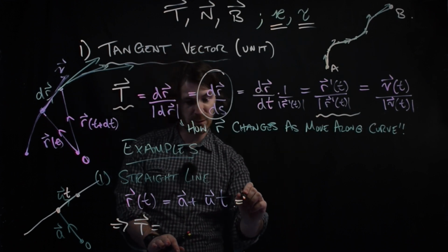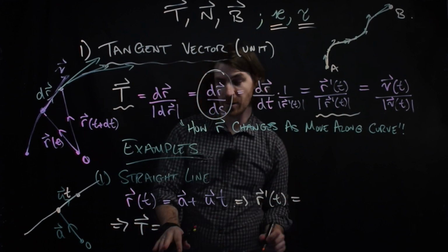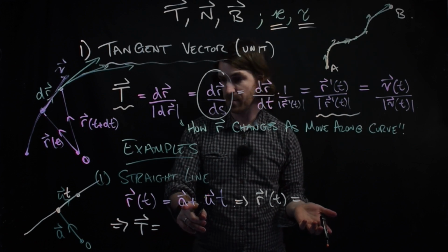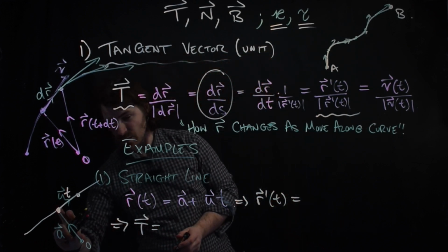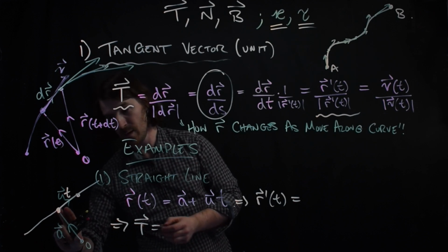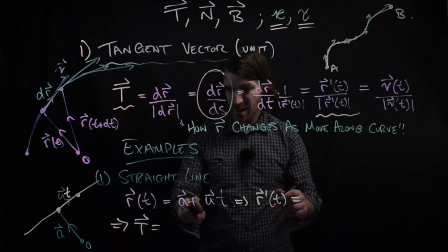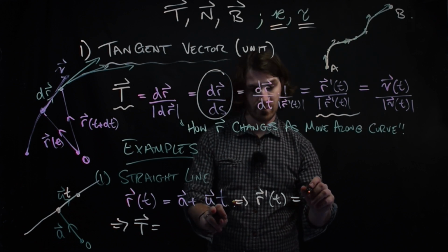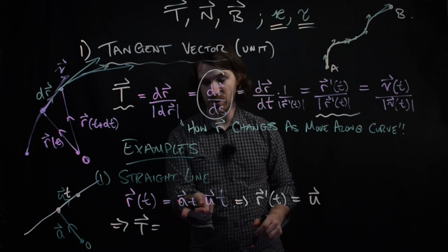So the derivative, r prime of t, is what? If we differentiate a with respect to t, what do we get? 0, because this vector a doesn't change with t. This vector a is always constant. So dA by dt is 0. And what is du by dt? Well, it's just u. So a and u are just constant vectors.